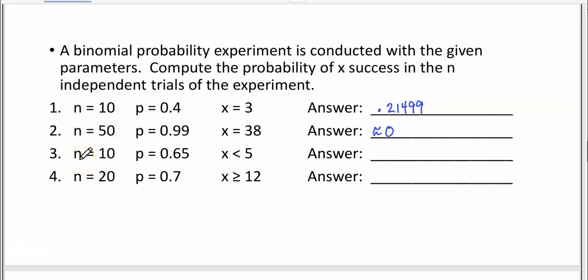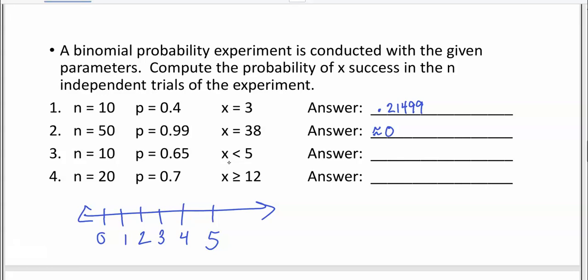For number 3, we're looking at n equal to 10, probability of success is 0.65, and x is less than 5. So we've got to think about what that means in this context. So here's 0, 1, 2, 3, 4, and 5. We are talking about discrete values, so we're talking about whole numbers. So if I'm going to be less than 5, it could happen 4, or 3, or 2, or 1, or 0. So that's actually the same thing as asking the probability of being less than or equal to 4.